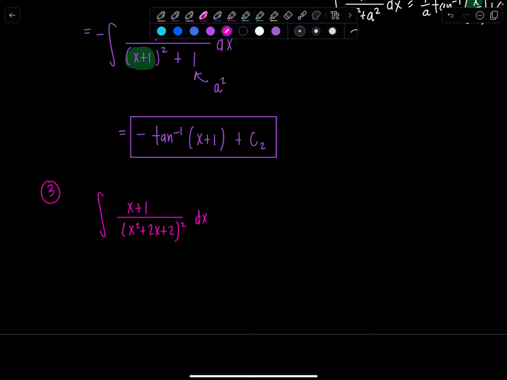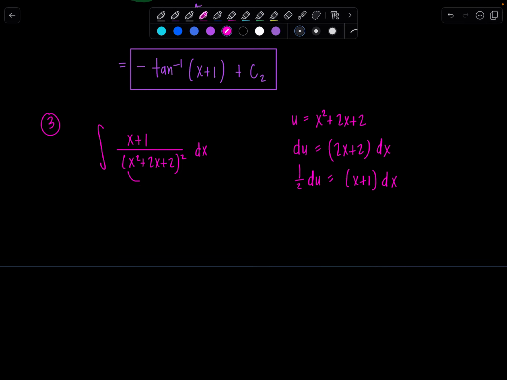If you forgot what the u sub is, I can write it here again. It's the same one, u equals x squared plus 2x plus 2. du is 2x plus 2 dx, so 1/2 du is x plus 1 dx. So this time in the denominator, I'm going to have u squared. So we'll have 1/2, and then x plus 1 dx, that's my 1/2 du.